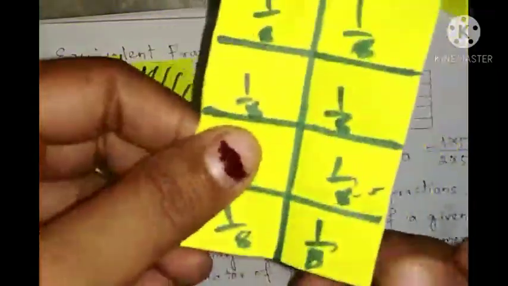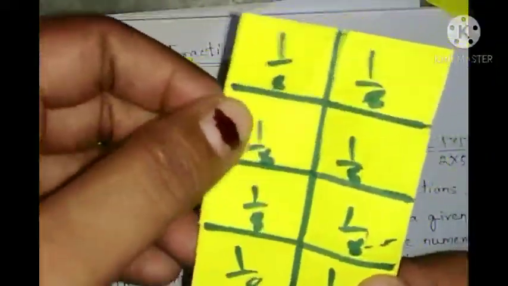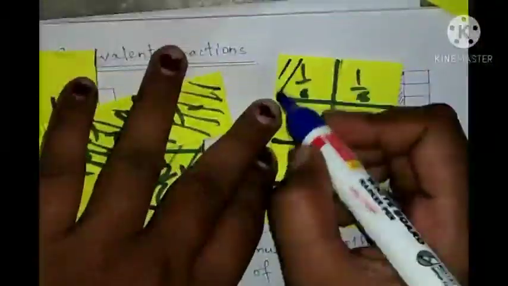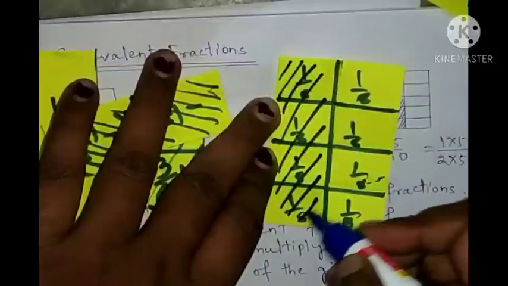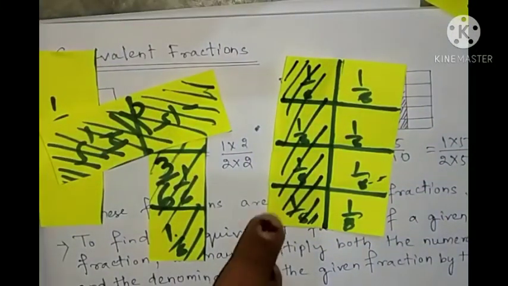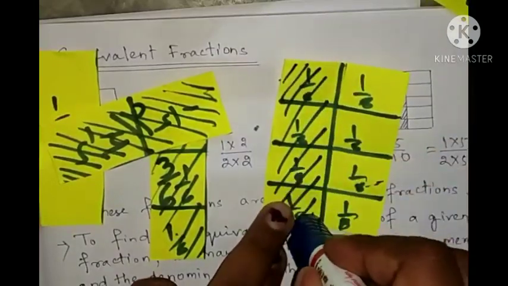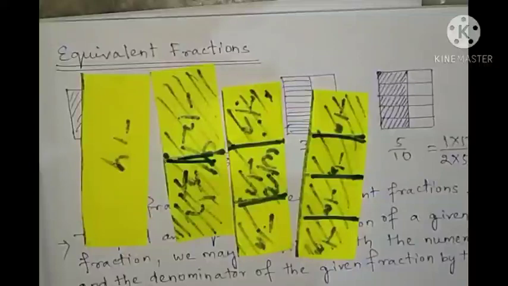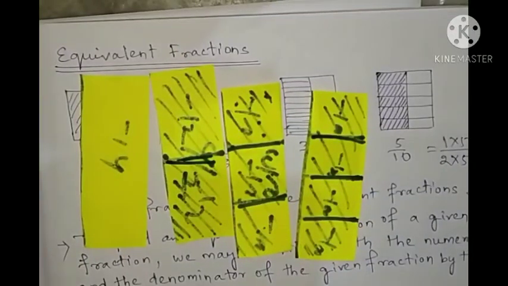Next, look here. This whole rectangle is divided into 8 equal parts. So I will take 4 parts out of 8 parts. These 4 parts, 1, 2, 3, 4, are known as 4 by 8.